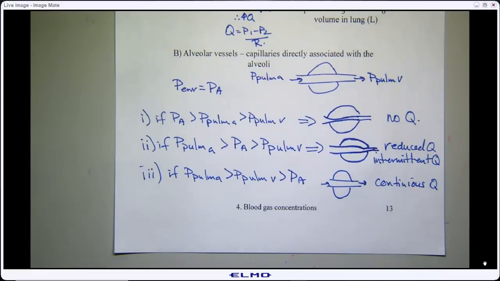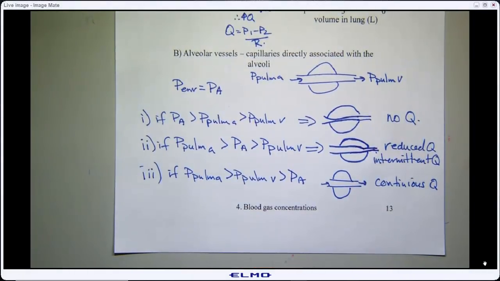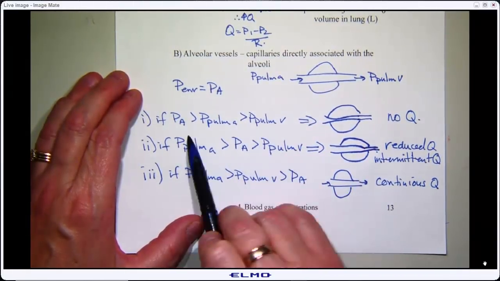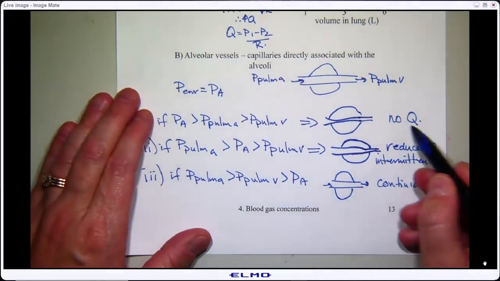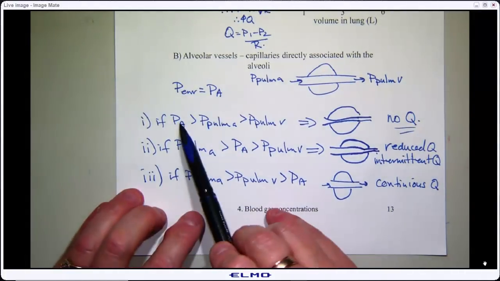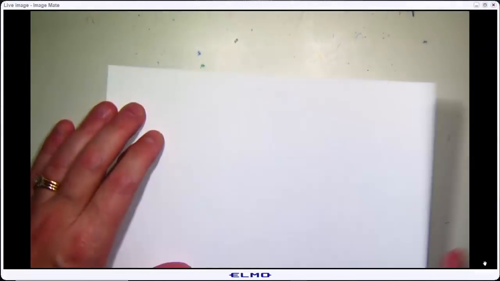Okay, so let's hold on to that idea for a minute, because now we need to think about whether there are scenarios where these situations might happen. We know that if alveolar pressure were to change and become greater than pulmonary artery pressure, then we are going to reduce flow. So are there scenarios where pressure in the alveolus will be greater than pressure in the pulmonary artery, or pulmonary arteries? Let's think about that for a minute, and we'll come back to that argument.